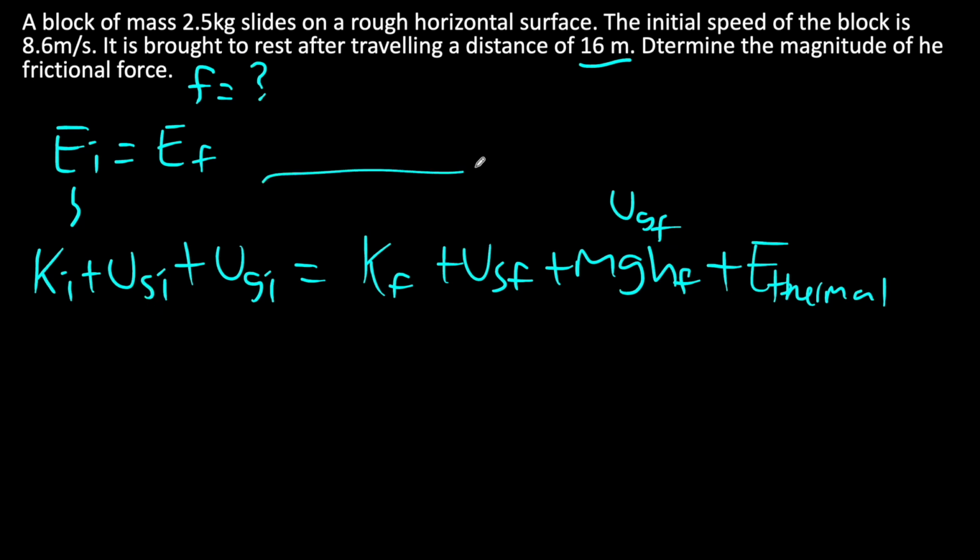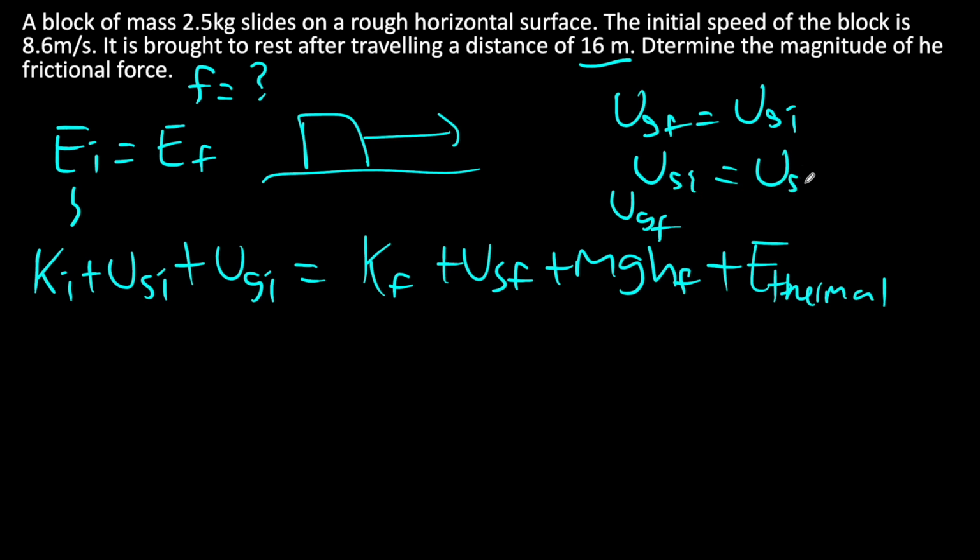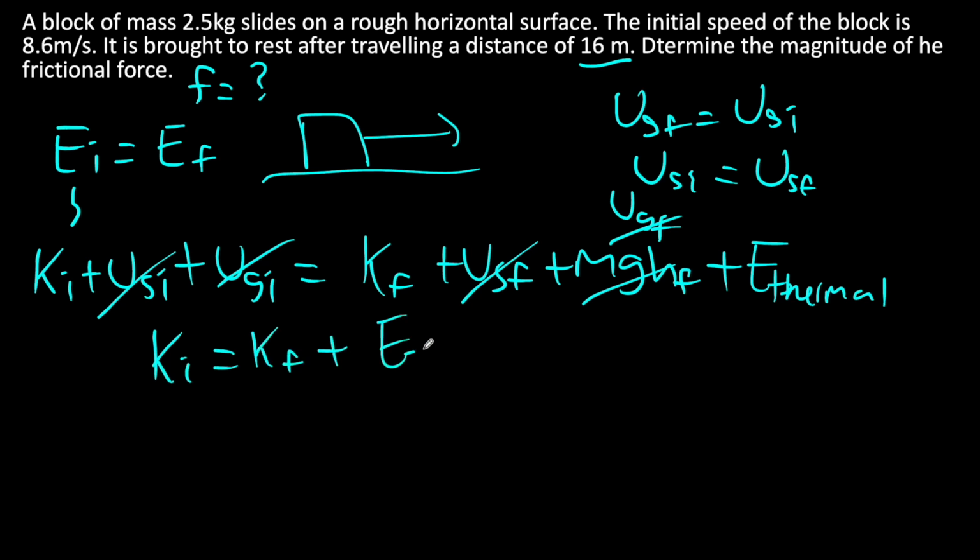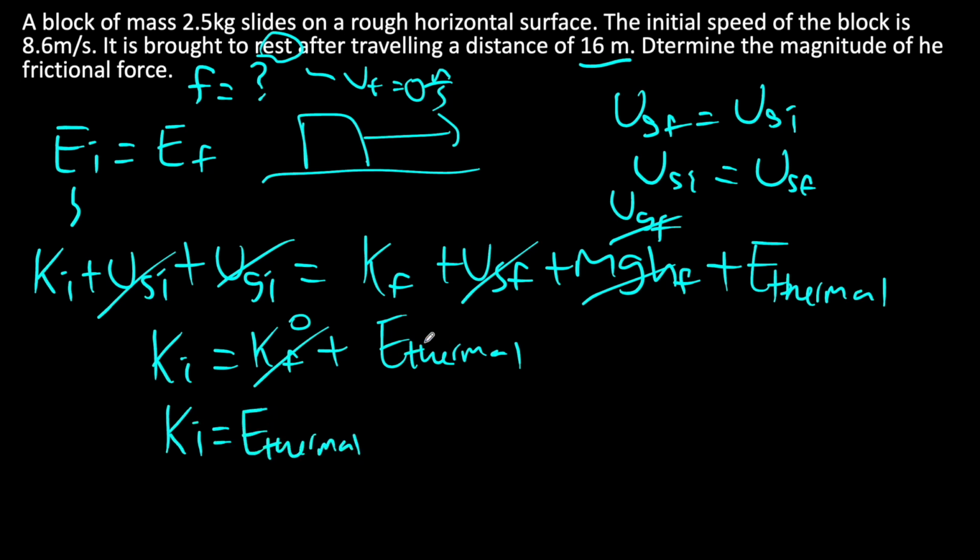Because the box slides on the surface, the gravitational potential energy does not change. So U_Gf is equal to U_Gi, and because there is no spring, U_Si is also equal to U_Sf. So it just cancels off. So it becomes something like this. K_i is equal to K_f plus E thermal. And because we know the block is brought to rest, V_f is equal to 0 meters per second. So K_f is equal to 0. Since the final kinetic energy is 0, K_i is equal to E thermal.